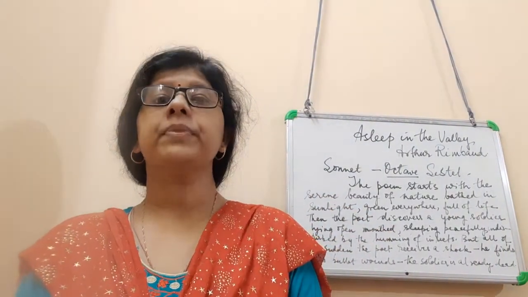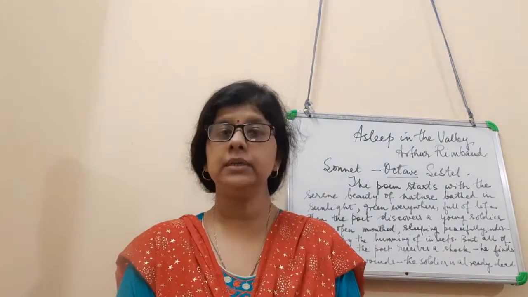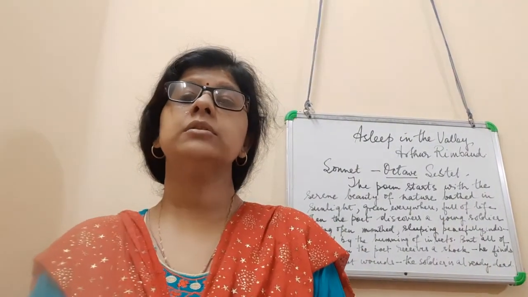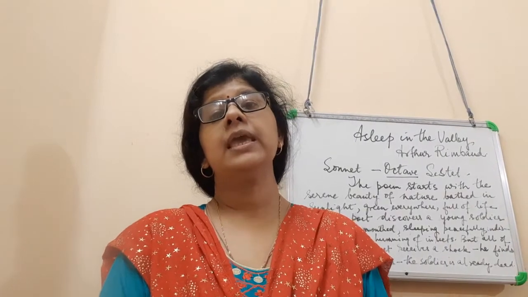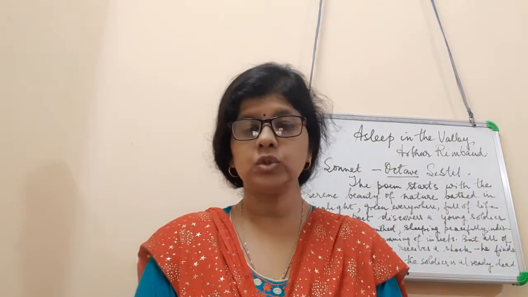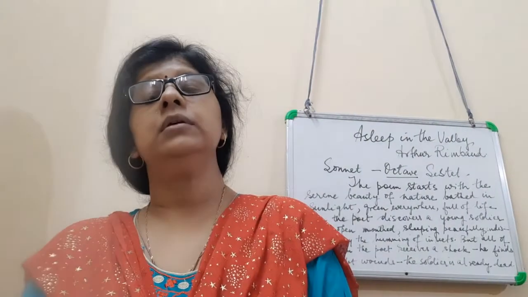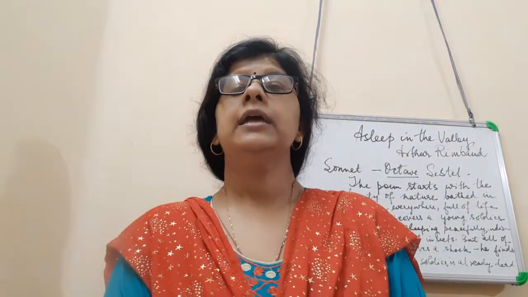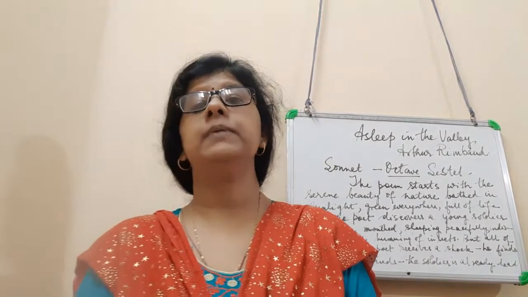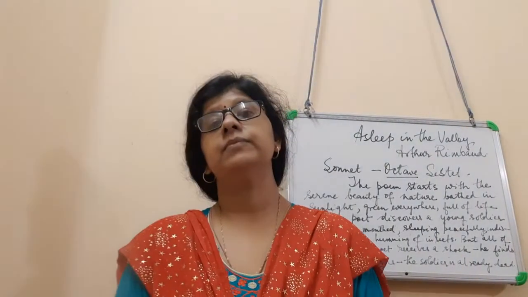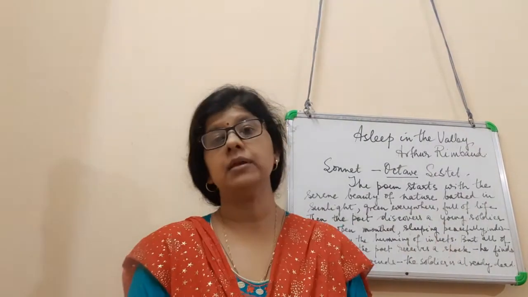Okay. Now let us come to the poem Asleep in the Valley. Asleep in the Valley is written by Arthur Rimbaud. When we did this poem earlier, we came to know that Arthur Rimbaud was a French poet, and he had started writing at a very young age, during his teenage, and he had stopped writing before he reached 21. But though the span is very short, his poems are great works of art. And one such poem is Asleep in the Valley.